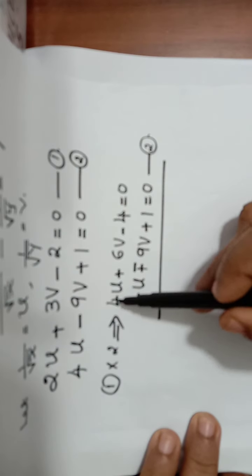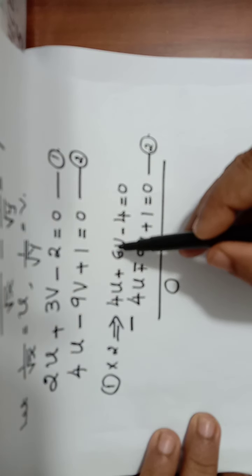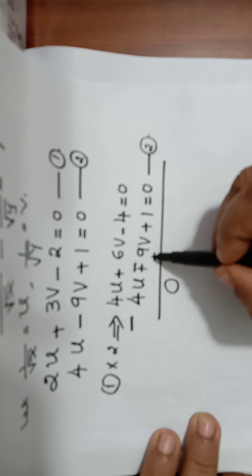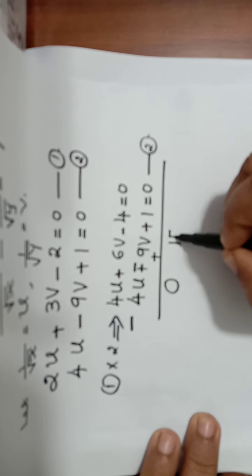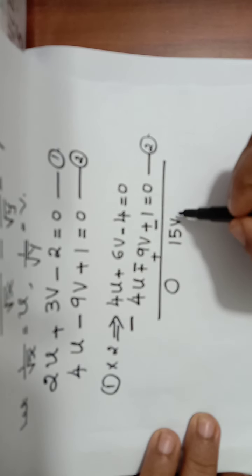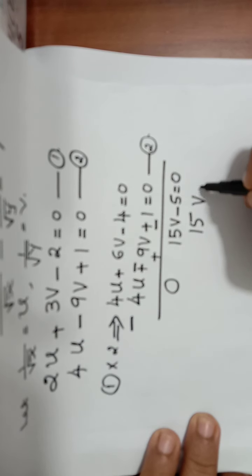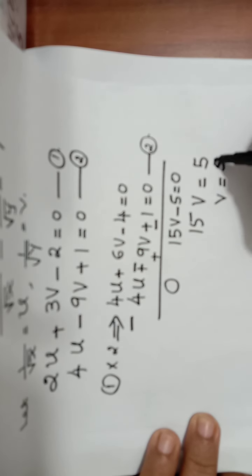Here you can see both the coefficients are the same. As you know, we have to subtract. When we subtract, 6 minus of minus will become plus. 6 plus 9 is positive 15v. Minus 4 minus 1 is minus 5, equal to 0. So we have 15v is equal to positive 5. Therefore, v is equal to 5 divided by 15. We can cancel 5 one time. 5 3s are 15. So, isn't it equal to 1 by 3?